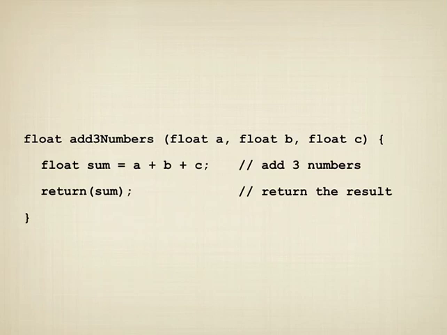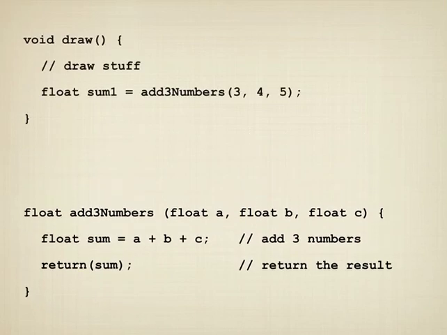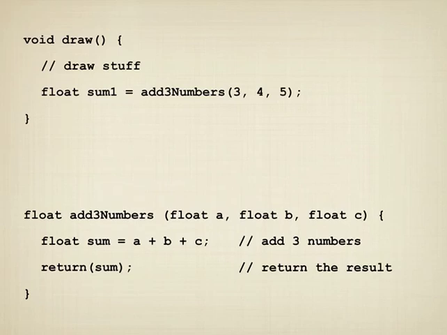So what does that mean, return? I'm talking about returns and giving things back. Well, the idea is that we call add three numbers just like we call rect or size or any other function we've seen, but in this case, it gives us back a value. So I'm creating an imaginary draw, and you can see I have a line called float sum1 equals add three numbers, 3, 4, 5. This line says, call the routine add three numbers with the values 3, 4, and 5.